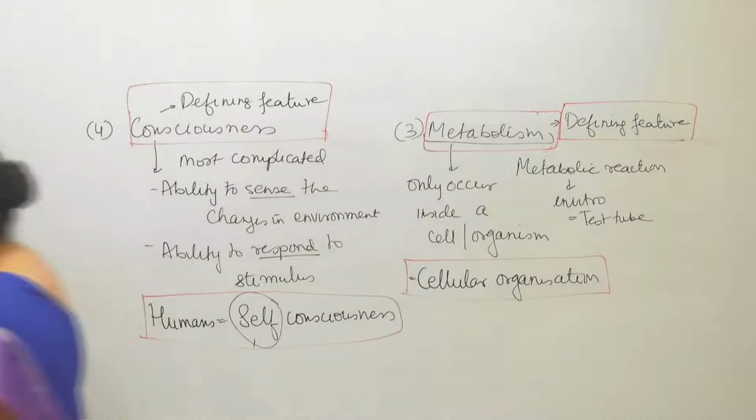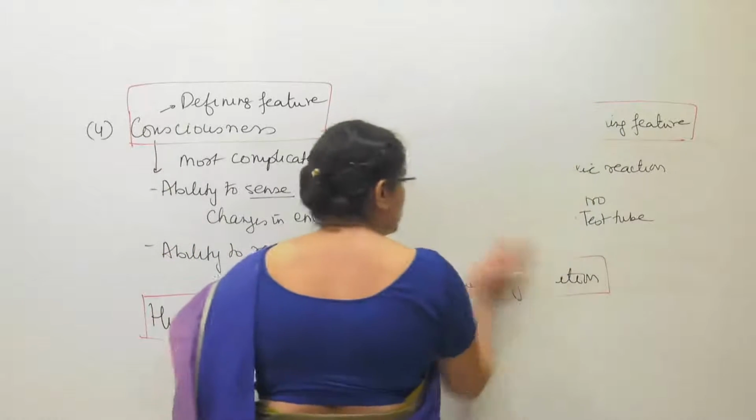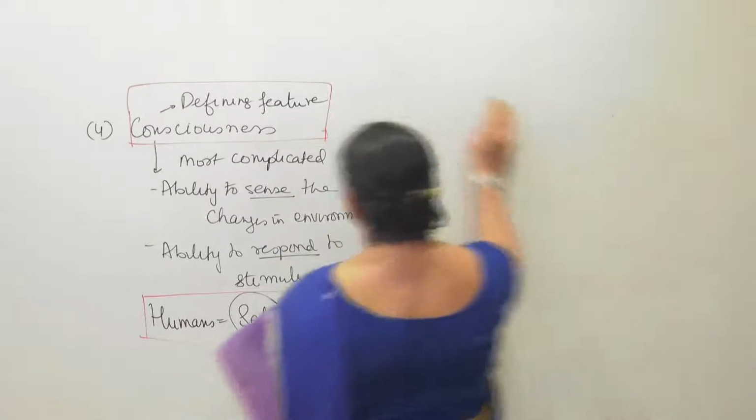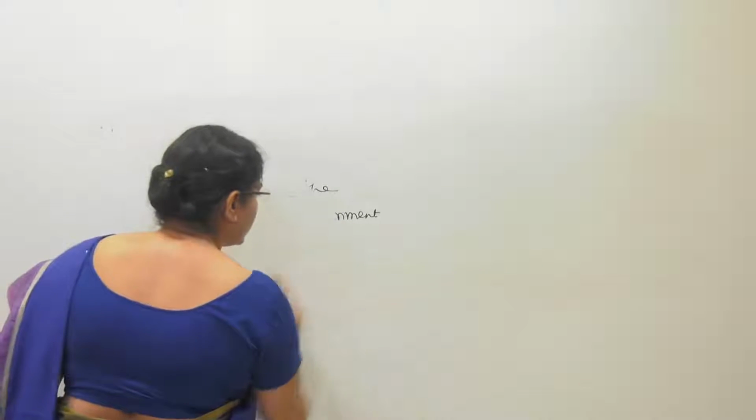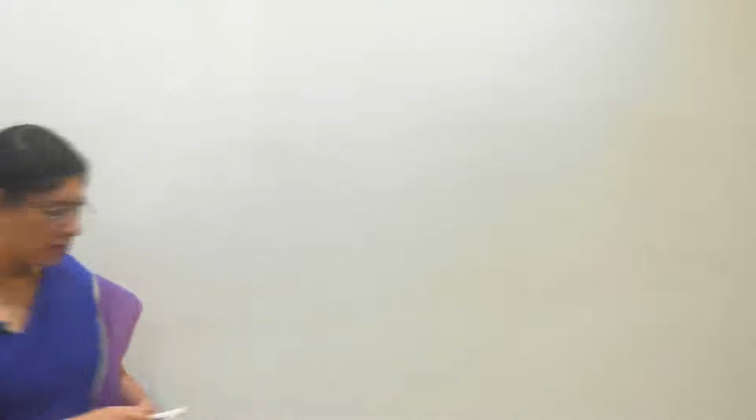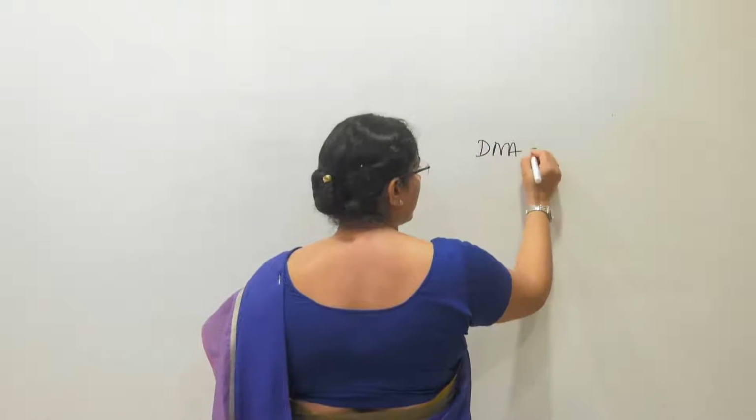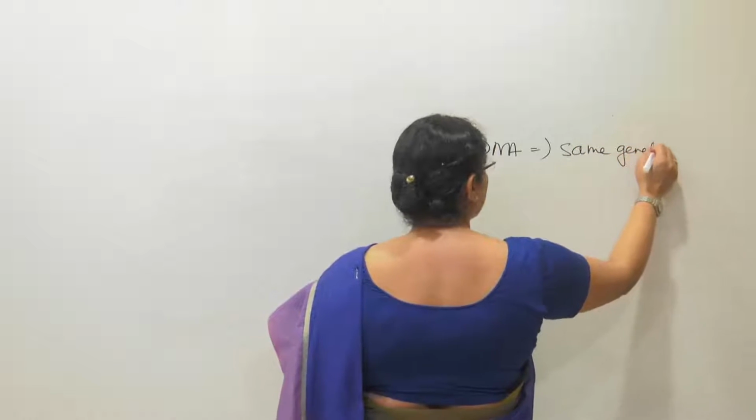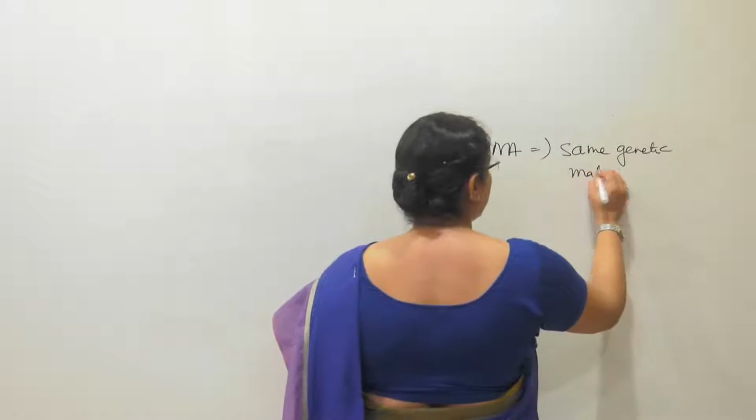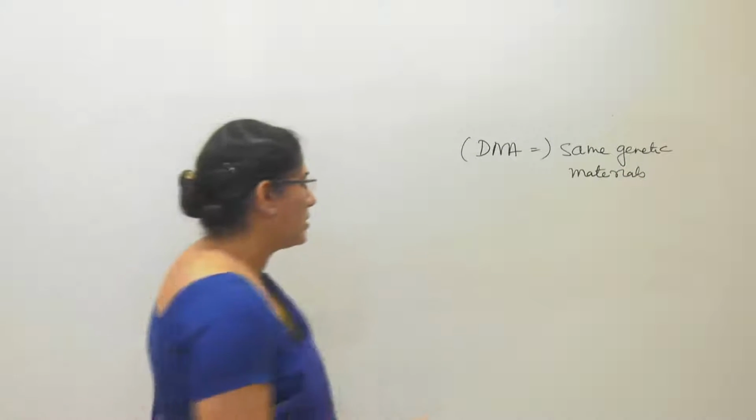One thing which is common to all organisms is the genetic material. More or less the same, there will be some differences. So all organisms have the same genetic material, that is DNA. So we'll say same genetic material, but of course with variations. This is something common in all organisms.